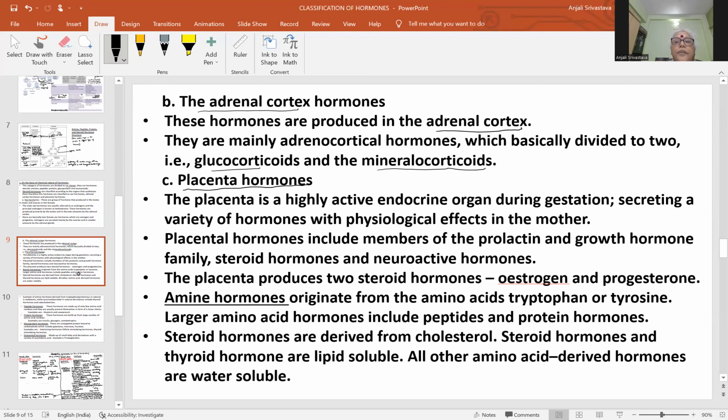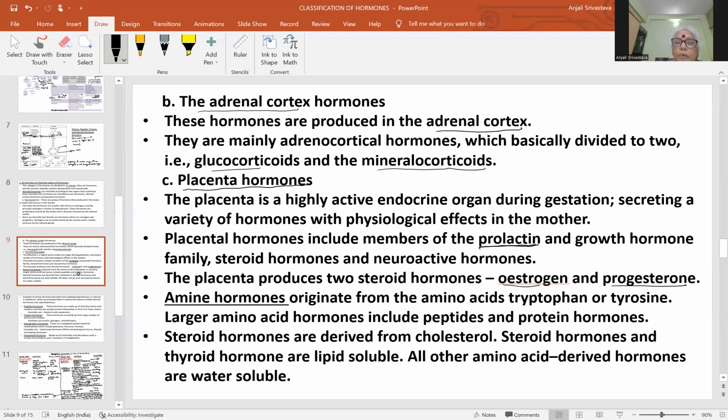During pregnancy, in the gestation period, these hormones are secreted, and that mainly includes progesterone and prolactin, which enhances the production of milk. So this is the placenta hormone. It also produces 2 steroid hormones, estrogen and progesterone, that maintain the pregnancy. So these are the steroid hormones.